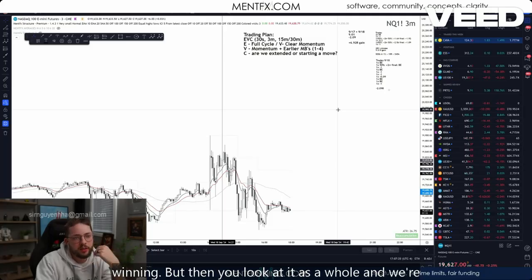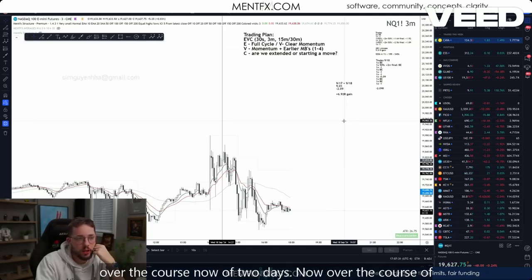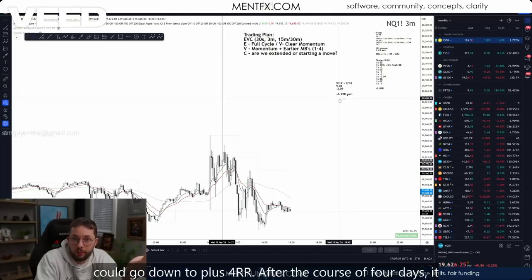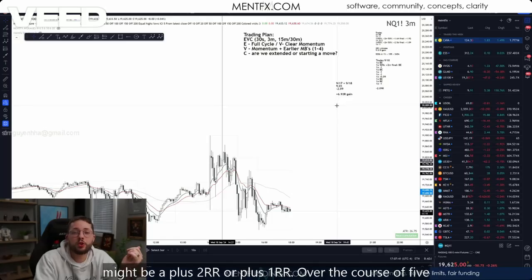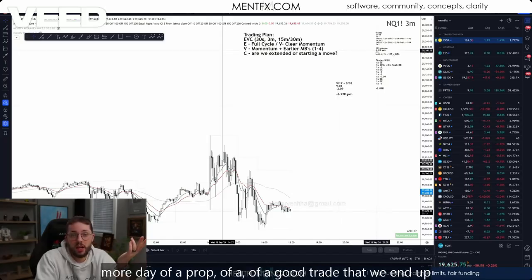But then you look at it as a whole, and we're looking at a 7RR gain, or 7% if you're risking 1% per trade, over the course now of 2 days. Over the course of 3 days, assuming that I do this tomorrow again, this could go down to +4RR. After 4 days, it might be at +2RR or +1RR. Over 5 days, it might be at +12RR, because it takes one more day of a good trade that we end up catching, right?